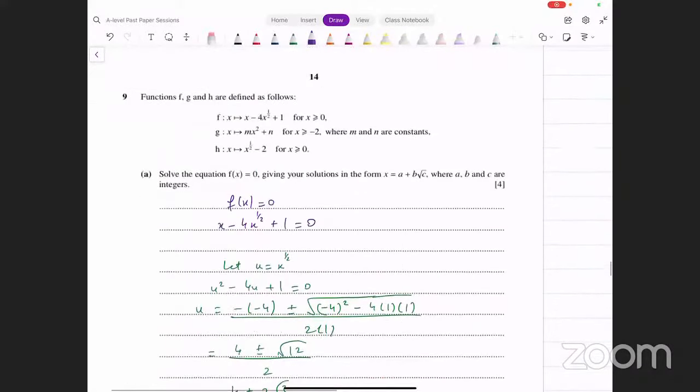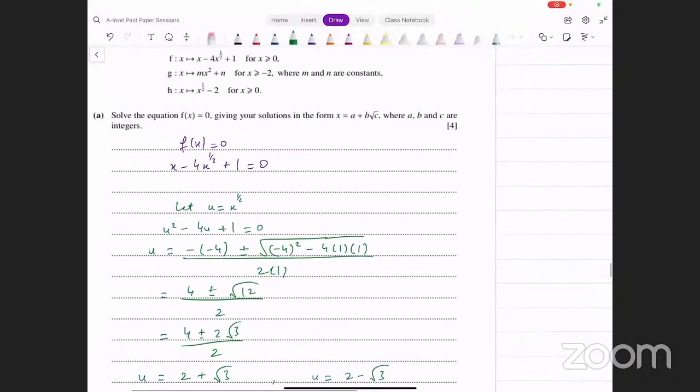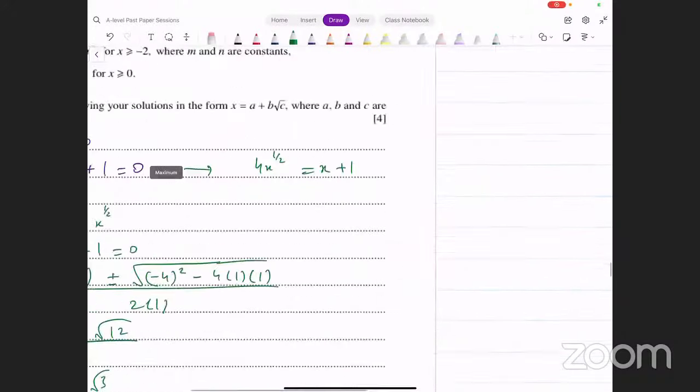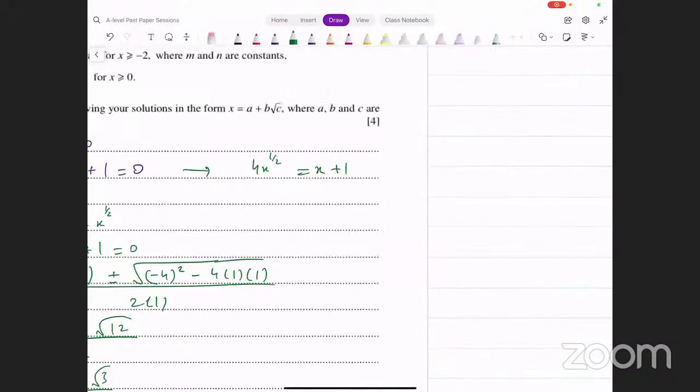Daniel, to answer your question, you could do that here in this case. आप ये कर सकते थे, आप 4x raised to power 1 over 2 एक साइड पे ले जाएं, दूसरी साइड पे x plus 1 आ जाए, and then you square both sides. That works in this question. But remember, हमने क्या कहा था? We've discussed this in class multiple times. Whenever we square an equation ourselves, there is a possibility of getting extra answers.